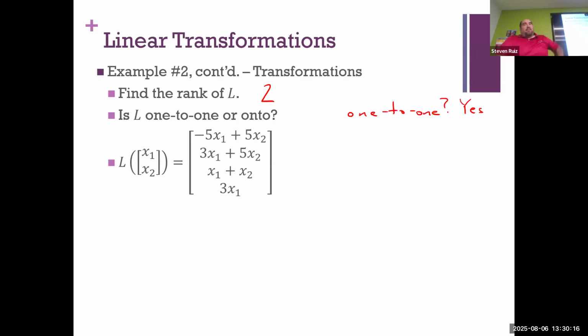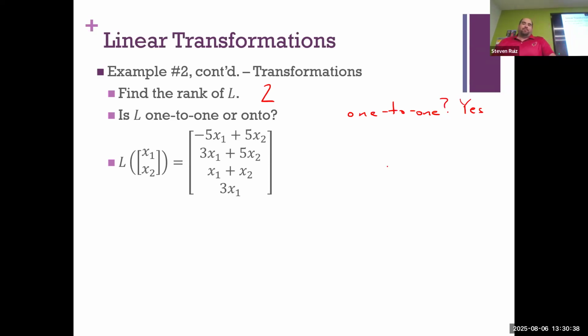Any 2-dimensional vector you could think of, if you take any 2 different 2-dimensional vectors, they'll get sent to different 4-dimensional vectors. So that's 1-to-1, and you can always tell that directly from the null space. If the null space only has that one vector in it, then everything is getting mapped to something different.